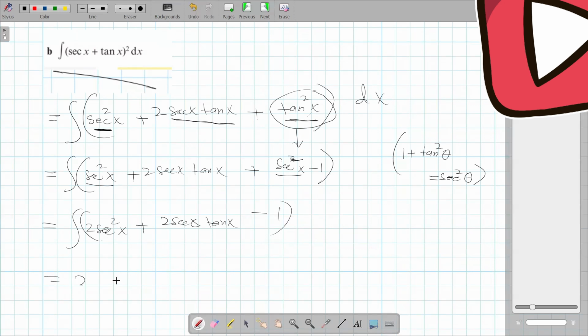Now integrate separately. 2 can be taken outside. Sec square x antiderivative is tan x, plus 2 outside, sec x tan x has antiderivative sec x, minus the antiderivative of 1, which is x. That's it. All right.